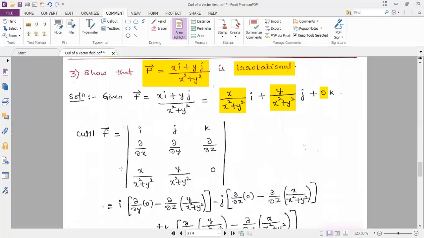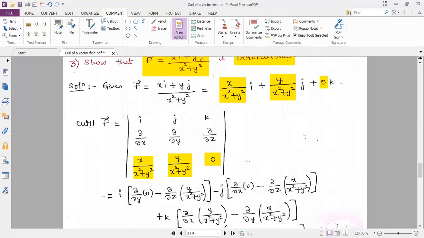So let us find curl f first. Determinant of i, j, k. Second row, ∂/∂x, ∂/∂y, ∂/∂z. Third row, components of vector f. The i component is x/(x² + y²). The j component is y/(x² + y²). And the k component is 0.